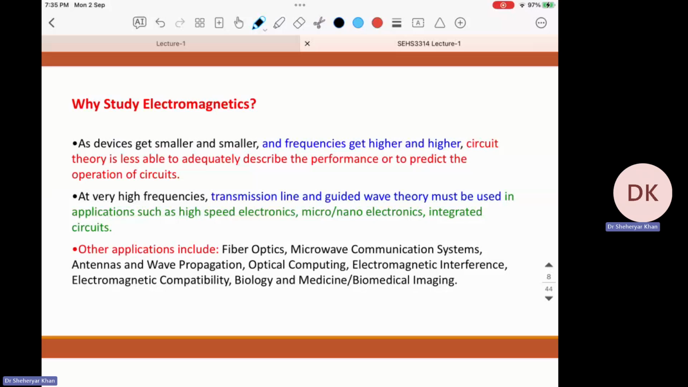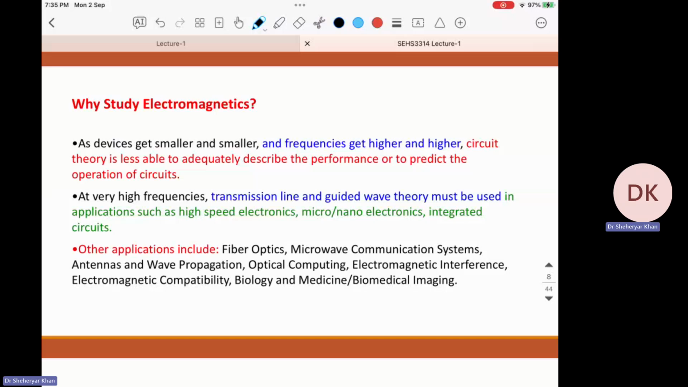So as devices get smaller and smaller, what I've explained, we have a written form here. The frequencies increase, circuit theory is less applicable, right? Transmission line, guided wave theory, and there are practical applications in different fields such as fiber optics, microwave, antenna, optical communication, electromagnetic interference, compatibility, biology, medicine, biomedical imaging.